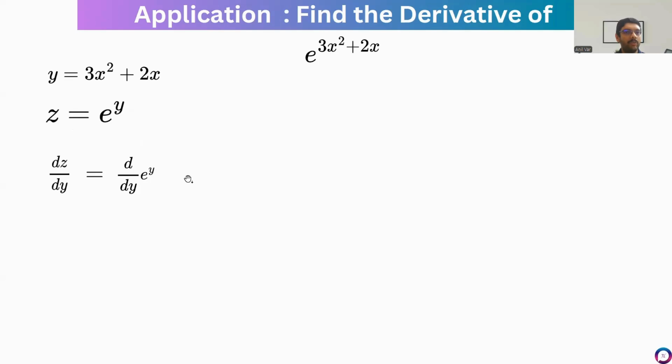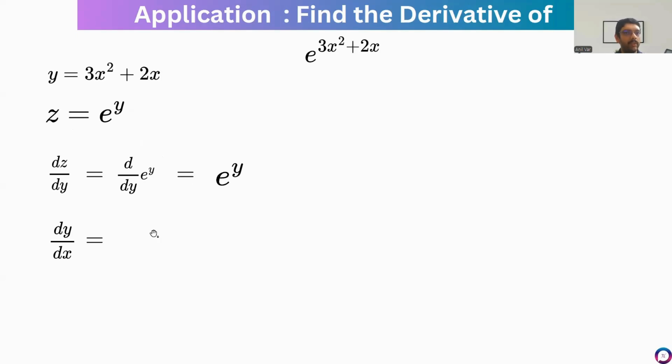The derivative of z with respect to y is d by dy of e to the power of y, because we're computing the derivative with respect to y now, not x, right? So d by dy of e to the power of y is e to the power of y. Simple, that's the standard rule for exponents. You can check out the notes or the lecture on differentiation. This is the answer.